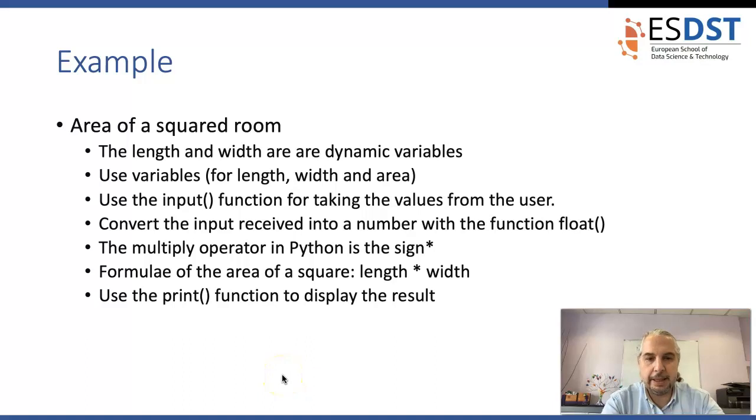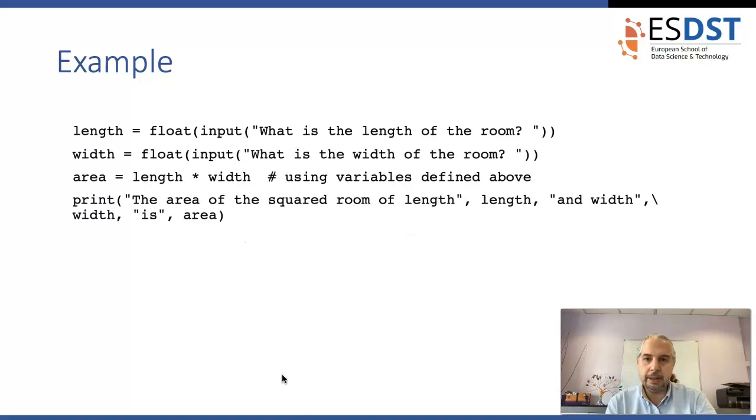Here you can see a very basic example. This example is the area of a squared room. So let's say that we would like the length and the width to be dynamic variables. We use variables for length, width, and area. We're going to use the input function for taking the values from the user. We're going to convert the input received into a number with the function float. The multiply operator is the asterisk in Python and in all programming languages. And the formula for computing the area is length times width. And I'm going to use the print function to display the result. And here you can see the simple example.